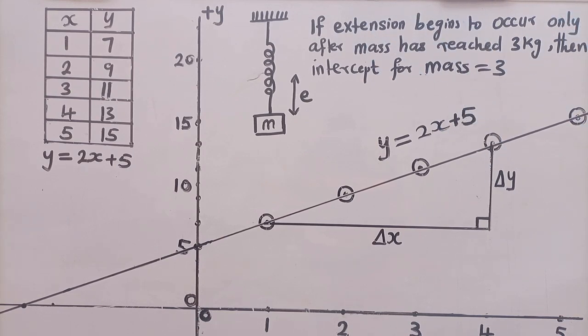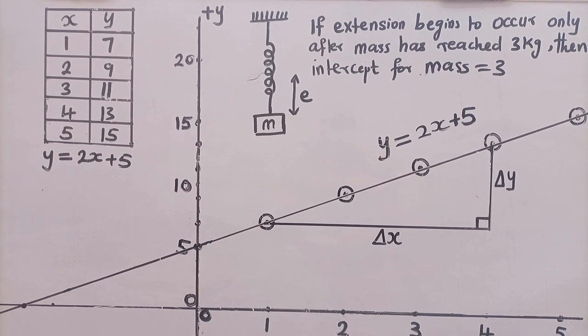They began to vary only after the mass had reached 3 kg. With this statement, we can also define intercept as a value with which a variable leads or lags before it begins to vary with another variable.